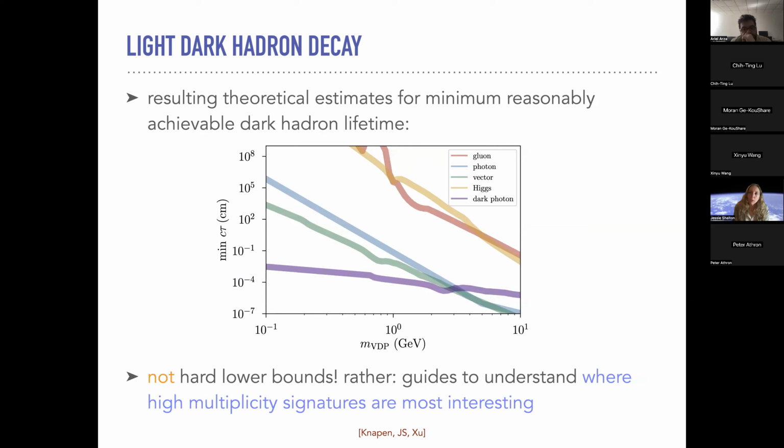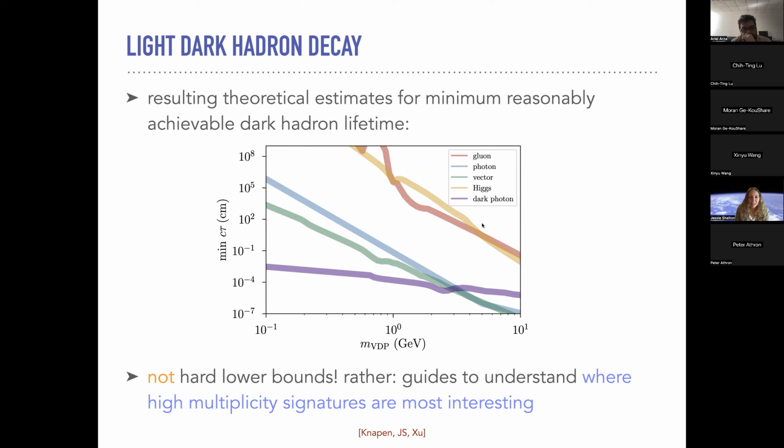This is a kind of typical minimum lifetime that you get if you aren't trying to bend over backward to get the minimum lifetime possible. So again, these are not hard lower bounds, but they're guides to understand where high multiplicity signals, in particular low mass, are the most interesting. So if you're interested in detector scale decays, let's say, cut this off at a generous 100 meters.